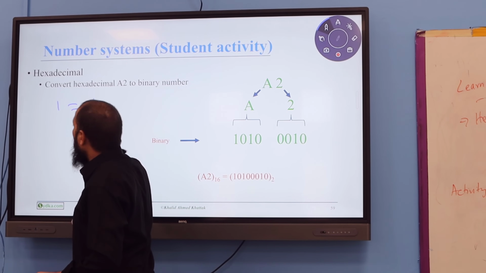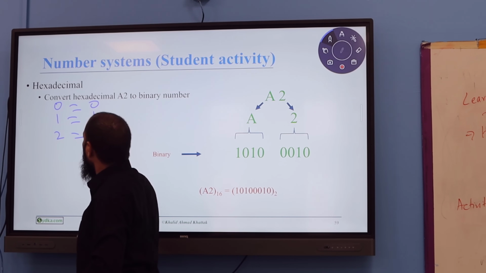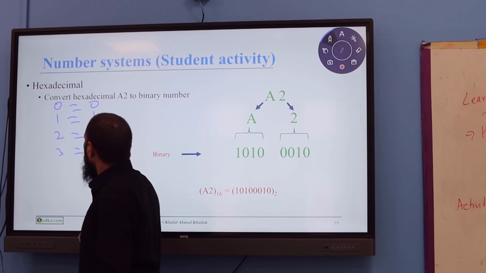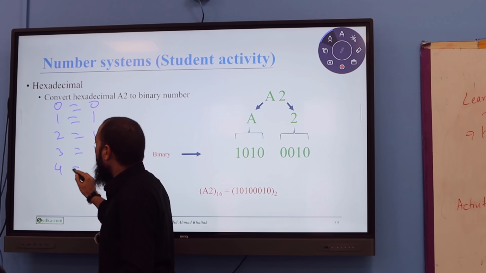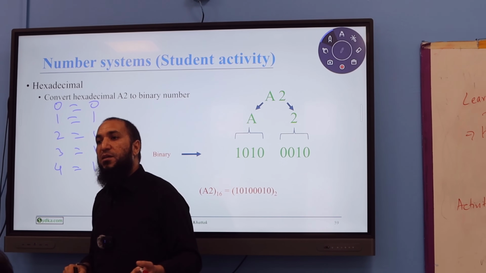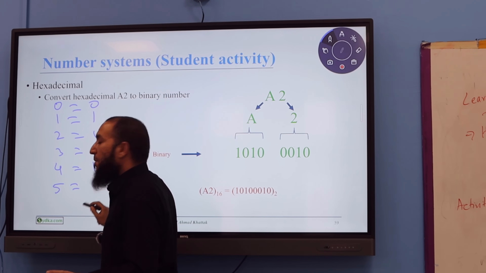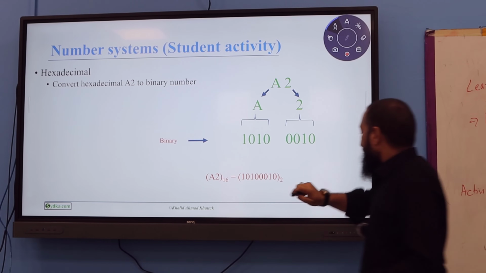1 is equal to 1. 0 is equal to what? 2 is equal to what? 1, 0. You need to know these ones. It's binary, it's only 1 and 0. 3 is equal to what? 0, 1, 1. 1 plus 2... 4. What is 4? 0, 1, 0, 0. You can't say 100, it's going to be 1, 0, 0. 5. Yes. Okay, if you got this right, go to the next one.